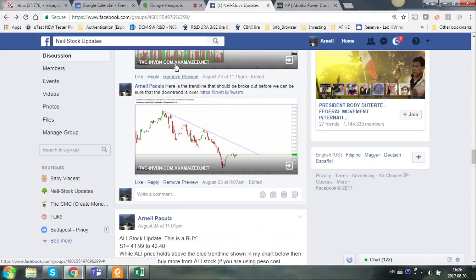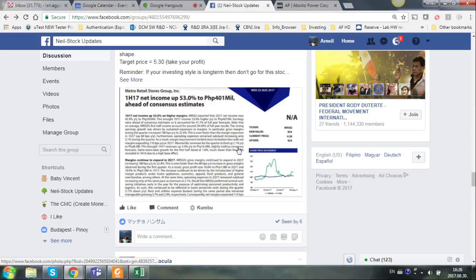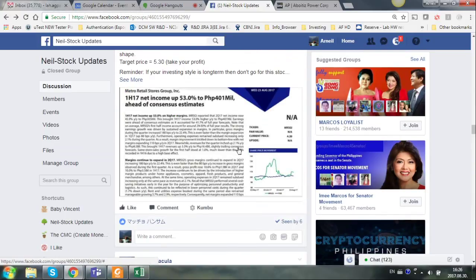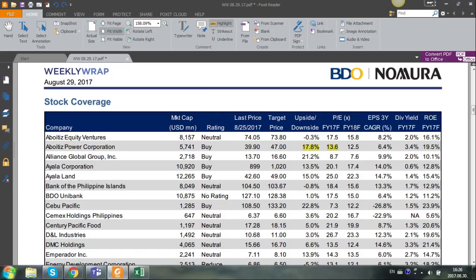Kasi pag midterm, nag-cut loss talaga ako. Pero pag long term, may cut loss, pero malayo yung cut loss niya. Kasi pag long term, the lower the price is, the more we should buy stocks from that company. Then mga earning reports, mga ganyan. So, kung interested ka, sabihin mo lang.